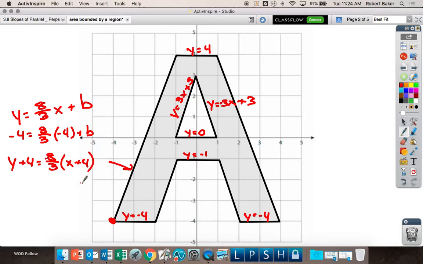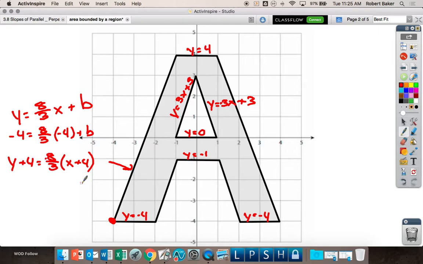Is that an accurate equation? Does that require any solving? So using point-slope. You guys don't remember you can do that, can you? You can use point-slope. You use the point (-4, -4), and you have a slope of 8/3. So you're not comfortable with point-slope, but it is an accurate equation, isn't it?